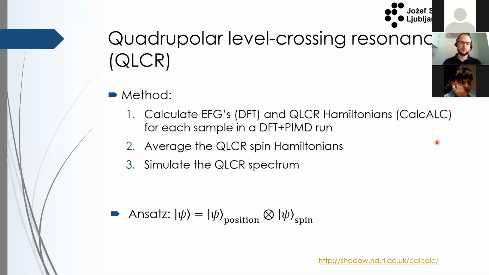Okay, so we do that by calculating EFGs from DFT. This can be done routinely. We calculate the Hamiltonian for this problem, the QLCR cross-relaxation Hamiltonian, using a modified version of a program, QLCR. And we do that for each of our PIMD runs. We average together all the spin Hamiltonians to get the averaged Hamiltonian projected onto just the spin degrees of freedom of the muon. And then we simulate the QLCR spectrum for such a quantum delocalized muon.